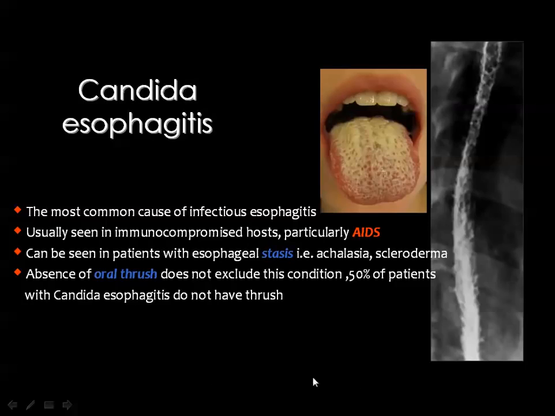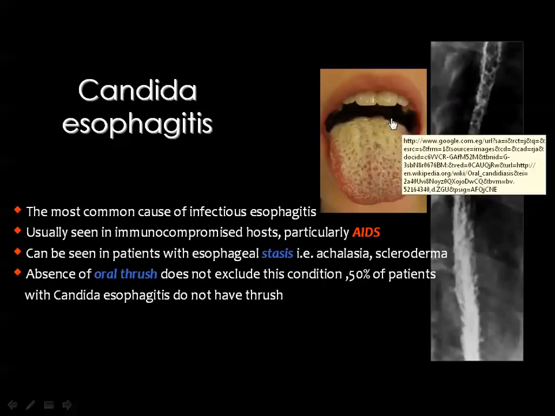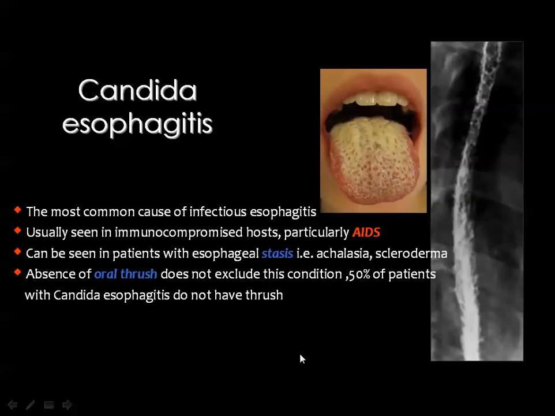Then Candida esophagitis is the most common type of infection in the esophagus. And of course, being a fungus, it is usually seen in immunocompromised patients, especially those with AIDS. And oral thrush, which you can see in this appearance, is commonly associated with Candida esophagitis. However, 50% of the patients do not show this thrush.